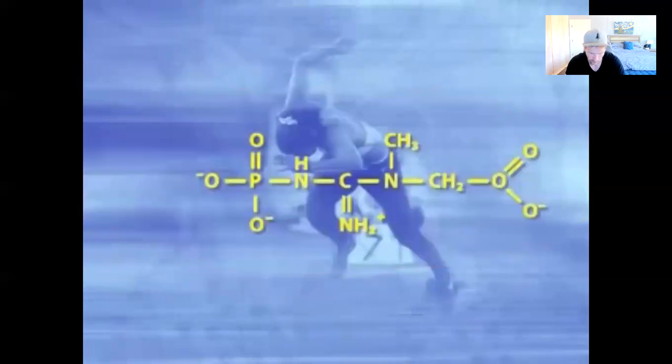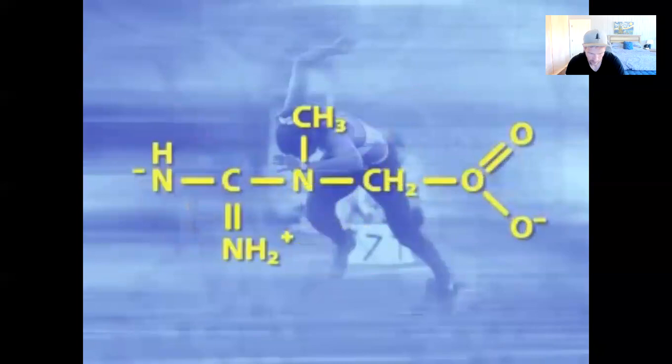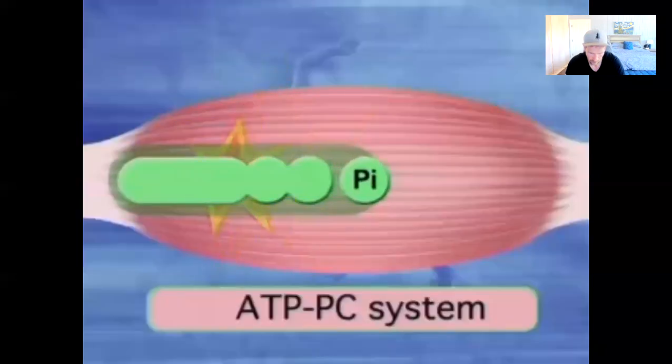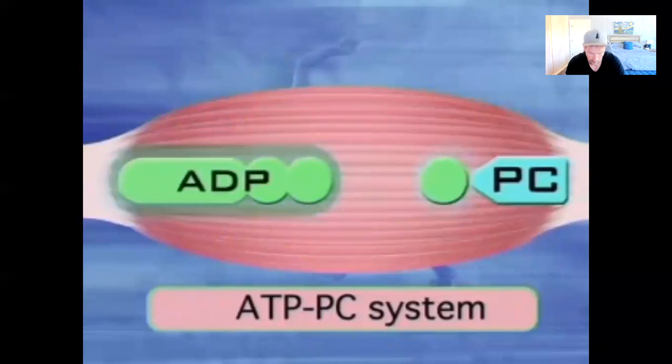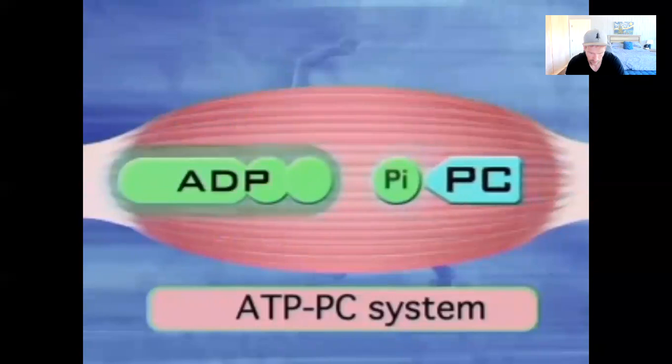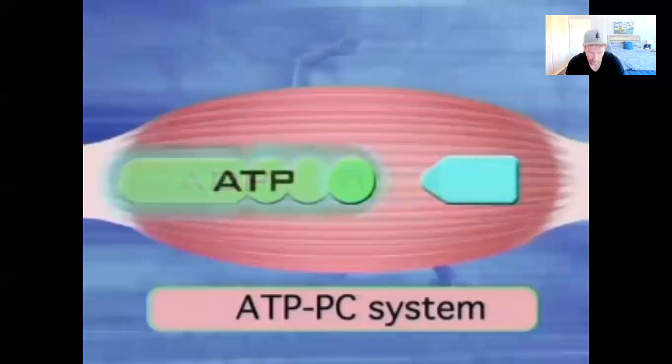When PC gives off its phosphate group, a molecule known as creatine is left. For this reaction to take place, an enzyme called creatine kinase must be present. This series of reactions is the basis of the ATP-PC energy system. ATP breaks down to ADP and resynthesizes to ATP with the help of PC molecules and the enzyme.